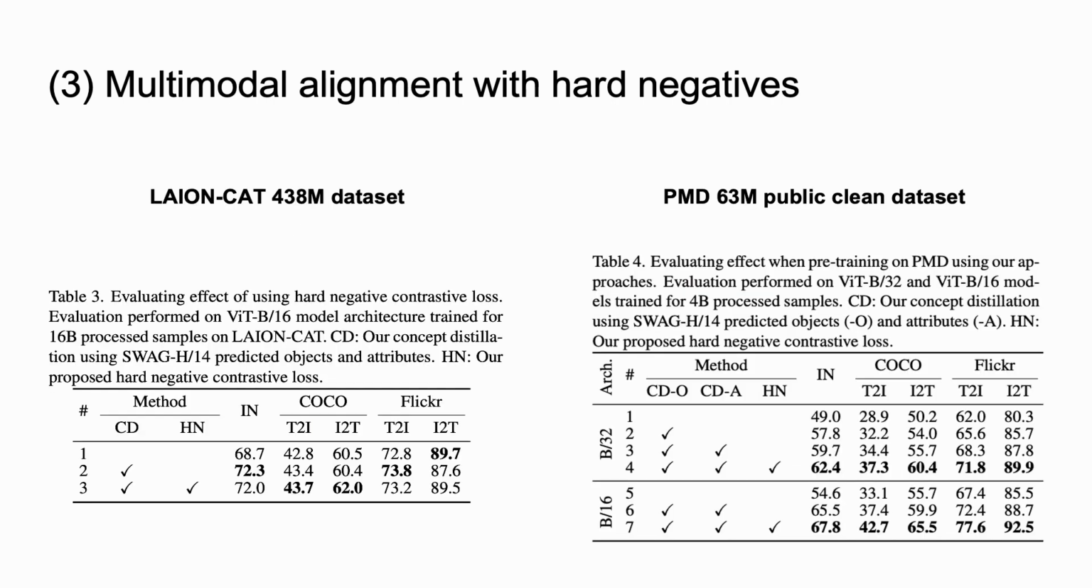Here we show results on 2 datasets, our CAT filtered LAION and PMD 63 million. Note that in both datasets, hard negatives lead to improvements. Gains are particularly significant for the PMD dataset since it has less noise and hence fewer hard negatives that are actually positives.